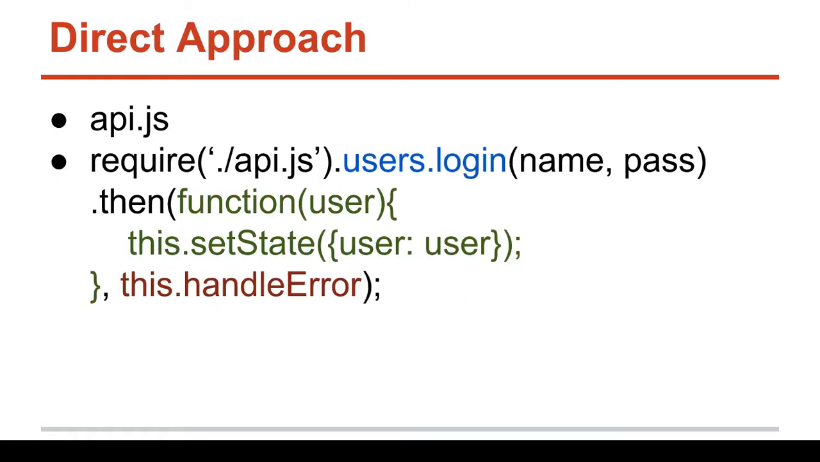So the direct approach is really using something like SuperAgent inside your components, which isn't very good. So what we can do instead is something like in Angular, where you have services. This is just, we have an API file, and that somehow provides users and a login function, and then we get a promise returned. We handle success, and we handle failure. Now, this is okay for simple things.